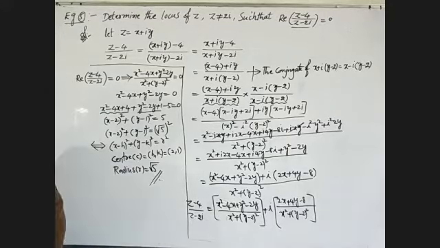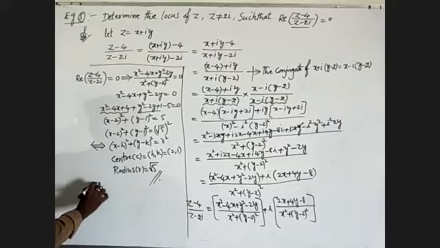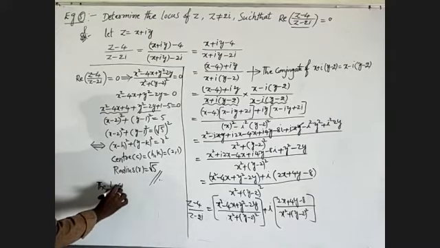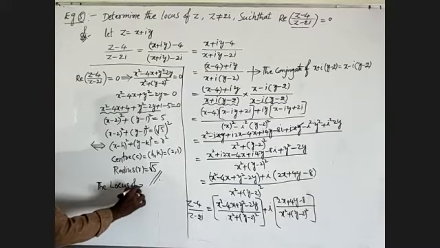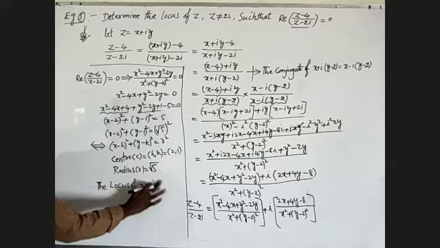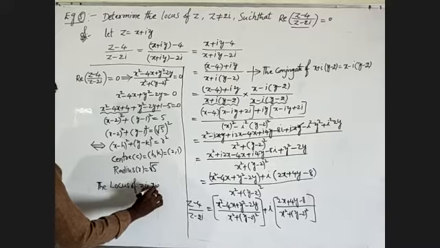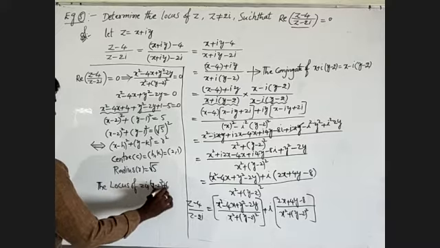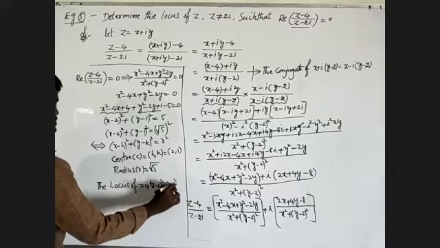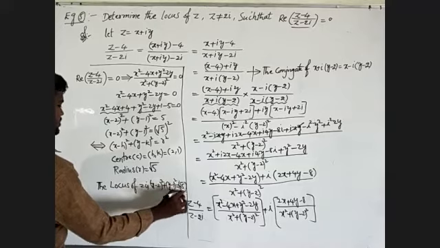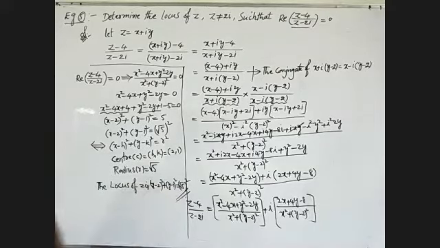The required locus of z is, what is the locus of z? We have to write the given locus of z as (x minus 2) whole square plus (y minus 1) whole square is equal to root 5 whole square. This is the given locus of z. This is most important for 4 marks in the examination.